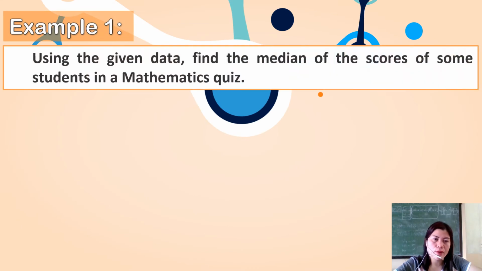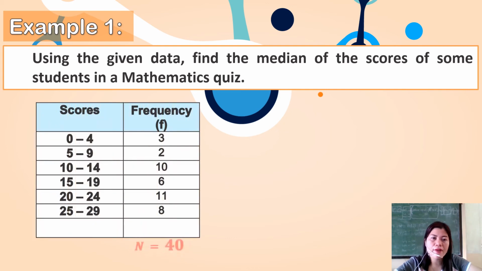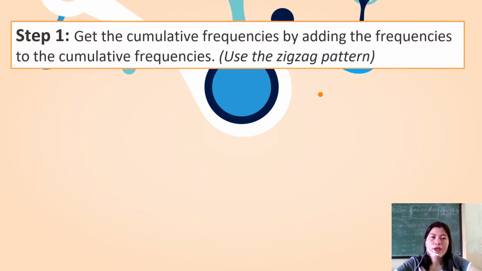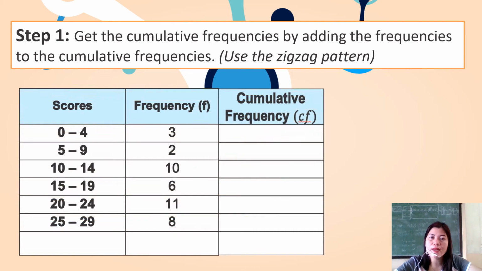For example, number 1, using the given data, find the median of the scores of some students in a mathematics quiz. So let's say I have already the table. First, you are going to get the cumulative frequencies by adding the frequencies to the cumulative frequencies. Use the zigzag pattern. So our lowest class is 0 to 4, right? So we'll start from there. So the 3, we copy first.